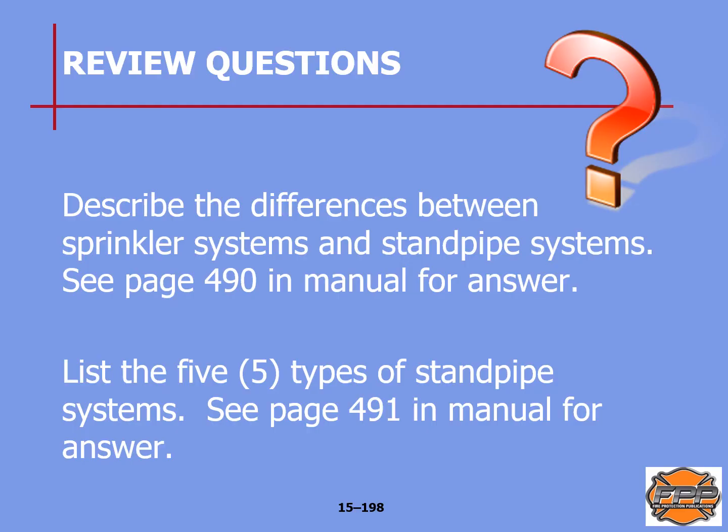Some review questions for you. First, describe the differences between sprinkler systems and standpipe systems. That will be on page 490 in your manual for answer. Next question, list the 5 types of standpipe systems. That will be on page 491 in your manual for answer.